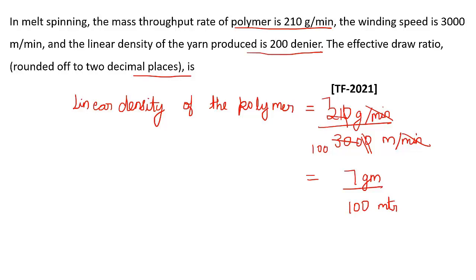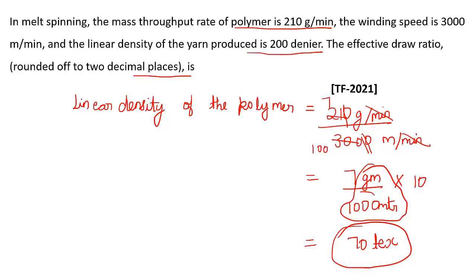And if we multiply this by 10 and also the denominator by 10, gram per 1000 meter becomes tex. The unit of tex is gram per 1000 meter. We have multiplied and divided by 10 respectively, so that nothing changes and it remains the same, and we can replace gram per 1000 meter by tex. So the linear density of the polymer will become 70 tex. And denier is gram per 9000 meter.